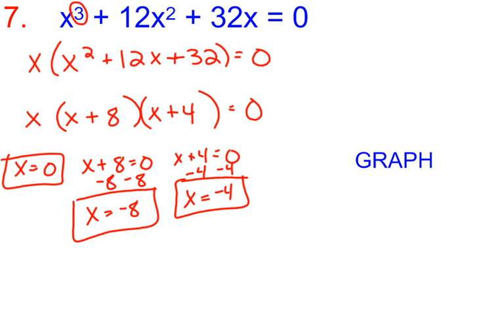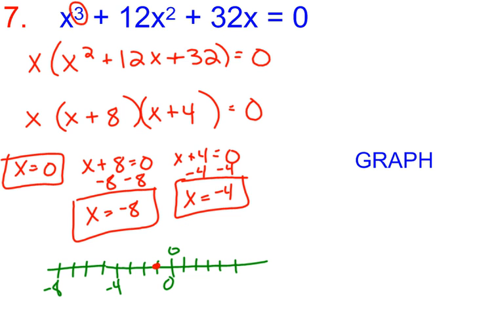So now, we're not really sure what this graph looks like, but I know one thing I can tell you is if this is my x-axis, here's 0, there's negative 8, there's negative 4, there's 0, right? My graph is going to cross at these 3 points. Those are my roots. That tells me where my graph is going to cross.